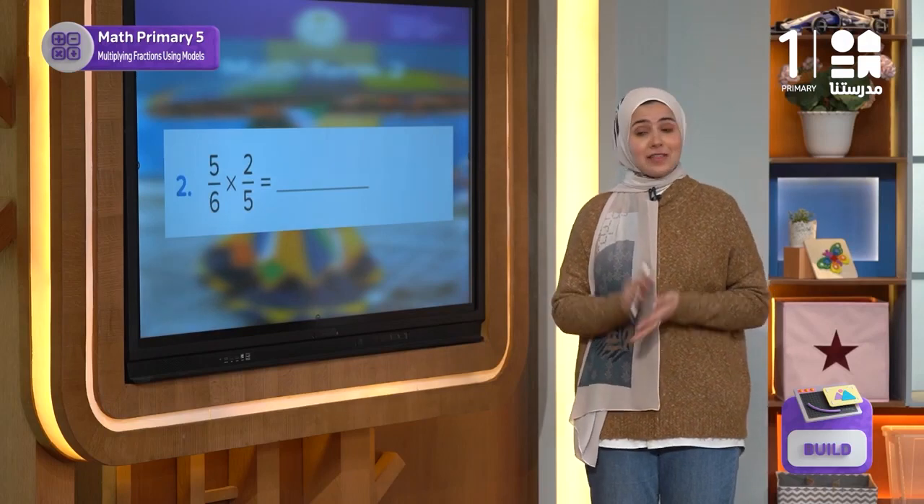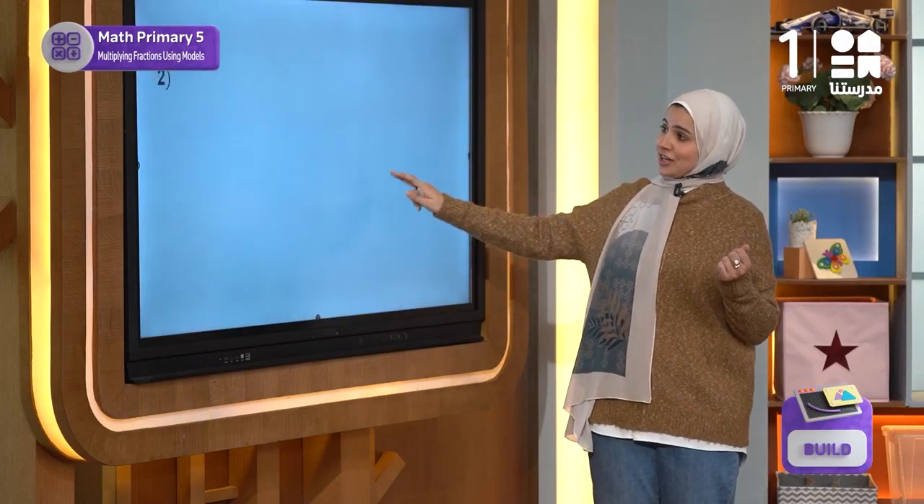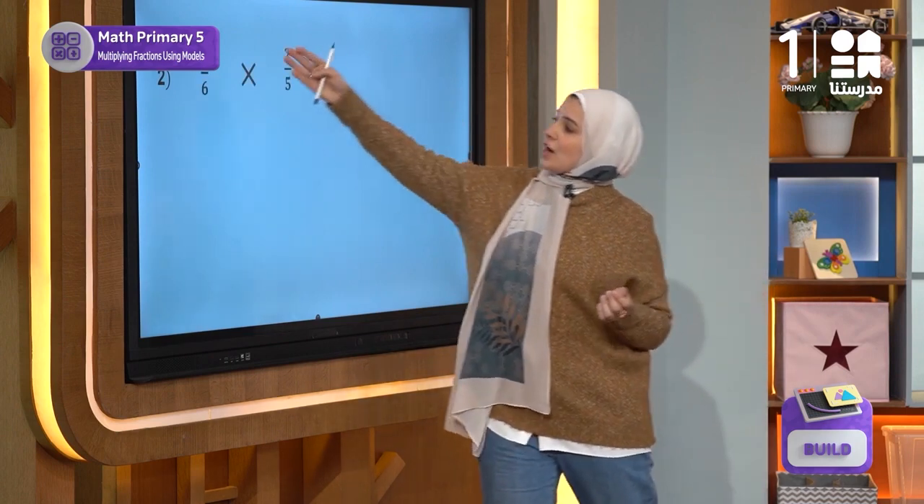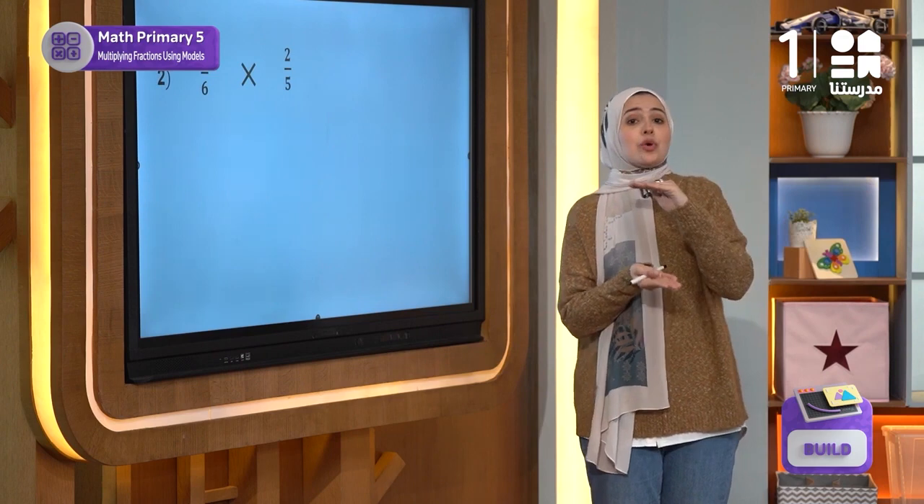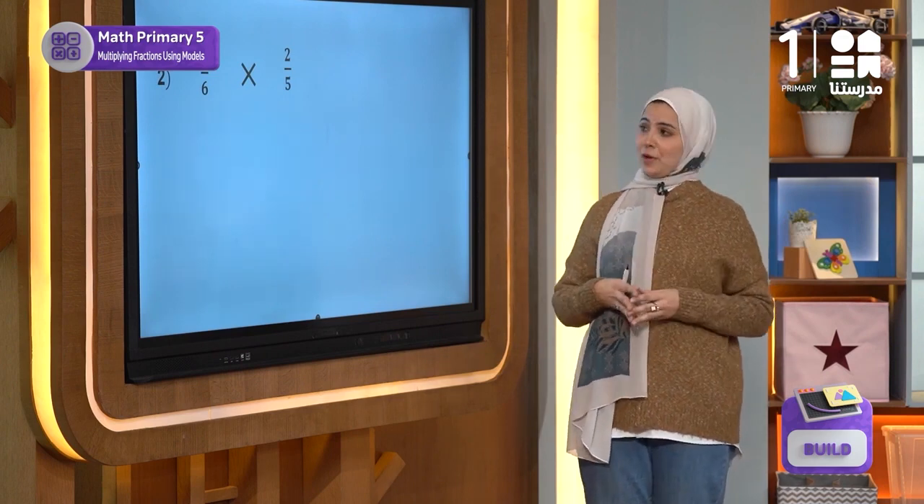Let's solve the problem together. What do we have? Let's check the numbers. We have 5 over 6 times 2 over 5. And this time we're going to draw the two models together and check the overlapping parts.